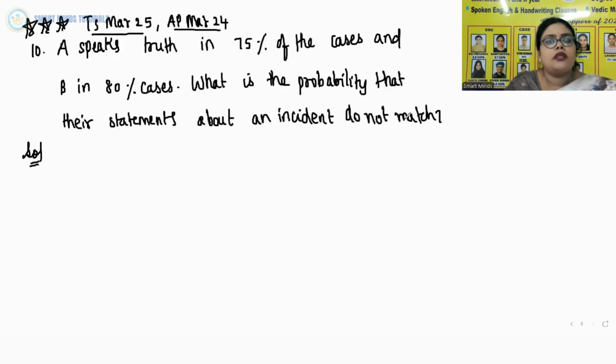So what does it mean? Suppose there are 100 cases. In 75 cases A speaks truth, and in 80 cases B speaks truth out of 100. So what is the probability that their statements do not match, which means if A speaks truth, B should not speak the truth. If B speaks truth, A should not speak the truth. So what is the probability of that situation it is asking.